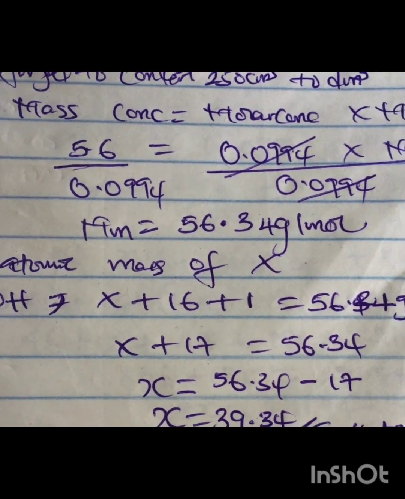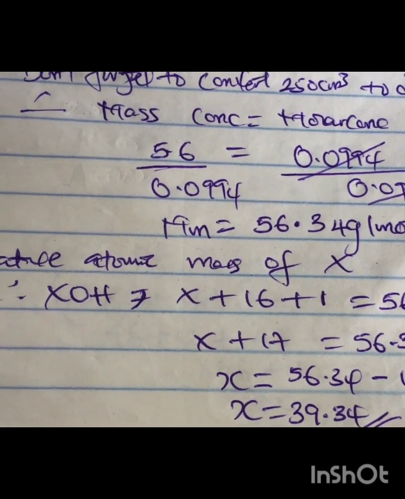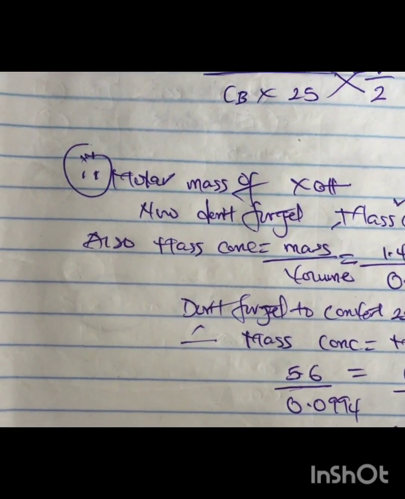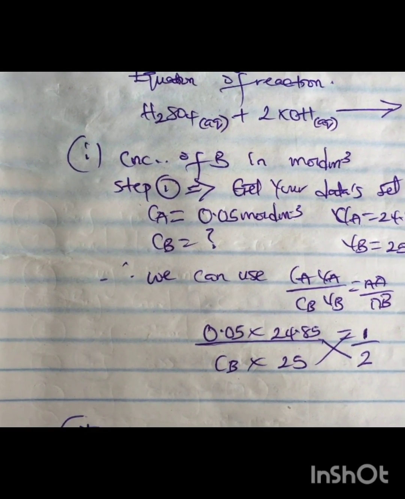Now, this depends on how many decimal places you are working with. You may get 39.5 and so on. So this is the solution to the 2013 June WAEC past question.